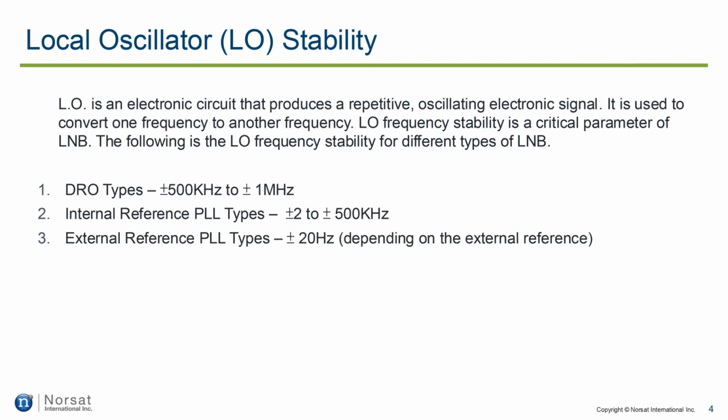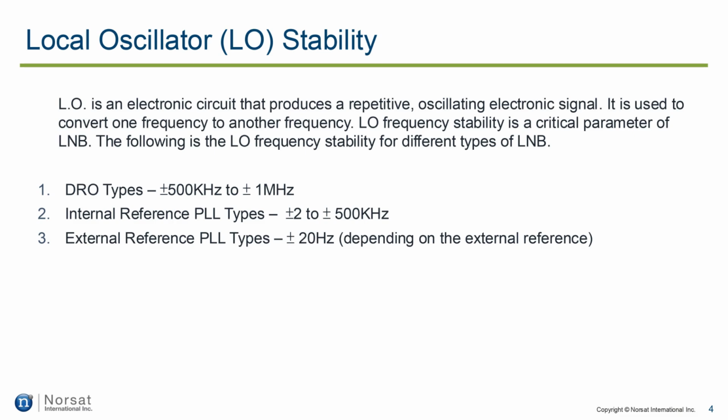Now, let's talk more about the LO stability. LO, or local oscillator, is an electronic circuit that produces a repetitive oscillating electronic signal. It is used to convert from one frequency to another frequency. LO frequency stability is a critical parameter for LNBs. The LO stability, typically for a DRO type, can go from 500 kHz up to 1 MHz.